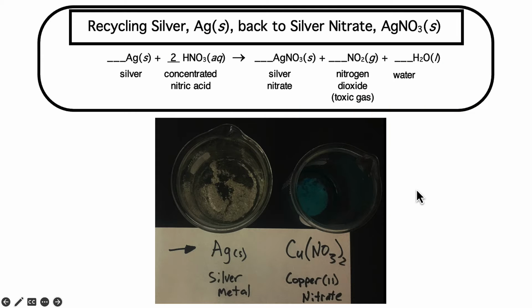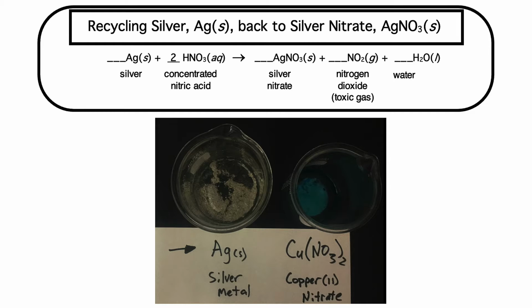Recall that at the end of part one of this experiment, we were left with a 250 milliliter beaker with some silver metal inside of it and a 150 milliliter beaker with some copper nitrate inside of it. For part two of the experiment, we are going to be working with the silver metal. And the first thing we're going to do is recycle this silver metal back into silver nitrate.